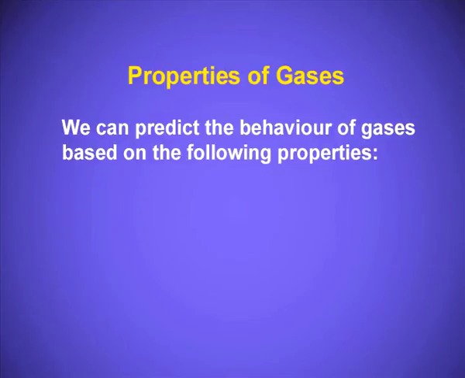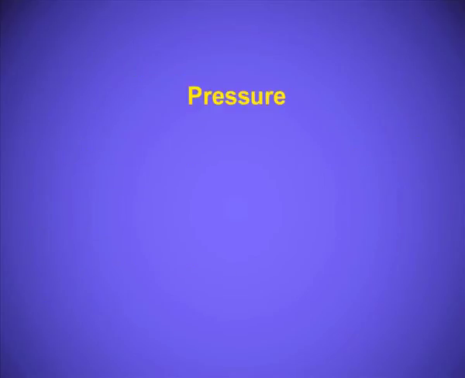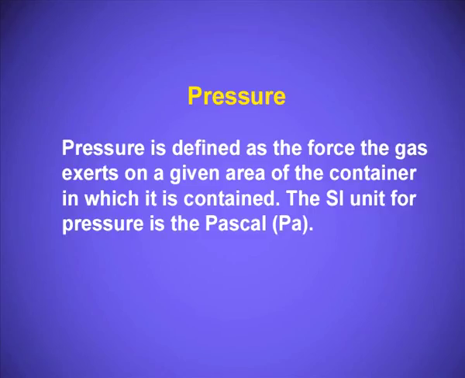We can predict the behavior of gases based on the following properties: pressure, volume, amount, that is moles, and temperature. Pressure. Pressure is defined as the force the gas exerts on a given area of the container in which it is contained. The SI unit for pressure is pascals, symbol Pa.